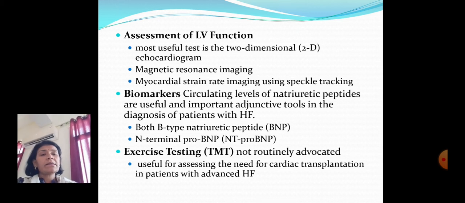Then exercise testing. This is not routinely advocated, but it is useful for assessing the need for cardiac transplant in patients with advanced heart failure.